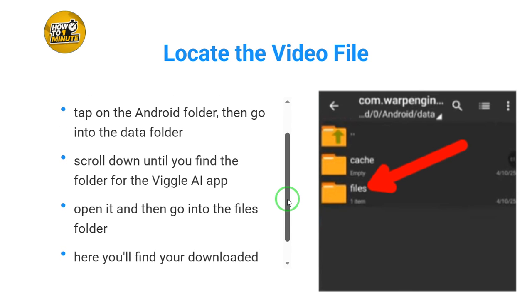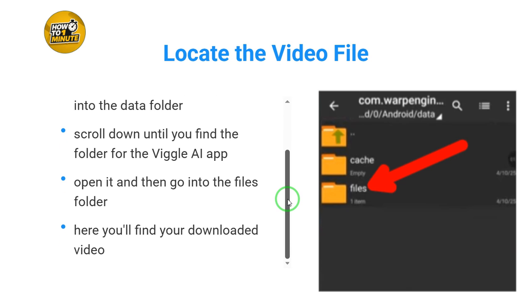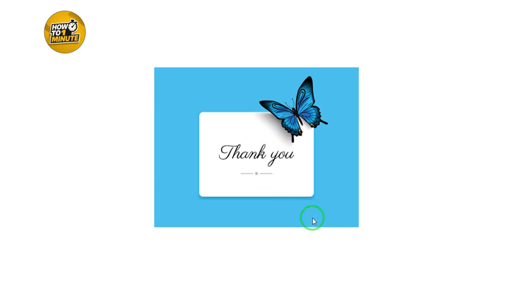Scroll down until you find the folder for the Viggle AI app. Open it, and then go into the Files folder. Here you'll find your downloaded video. And that's it. That's how you can download a video from the Viggle AI app on your phone.